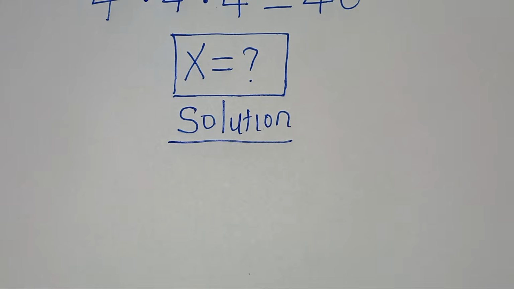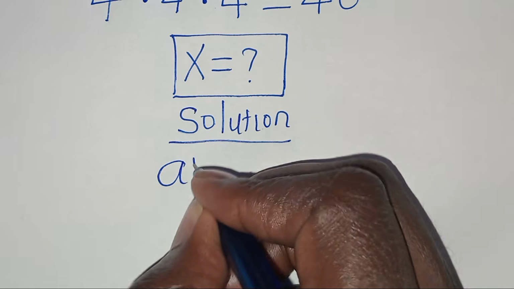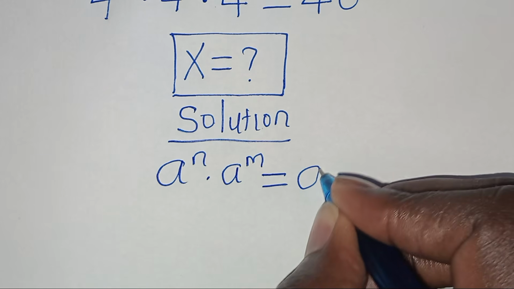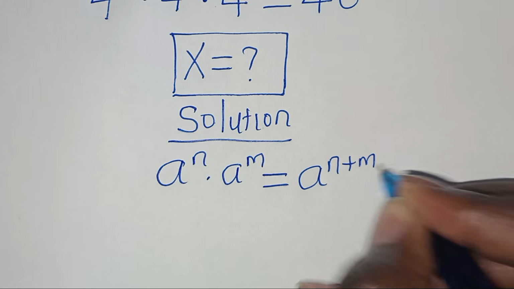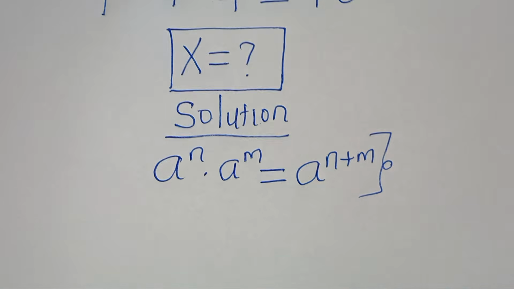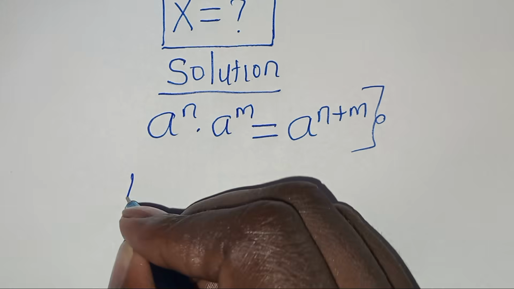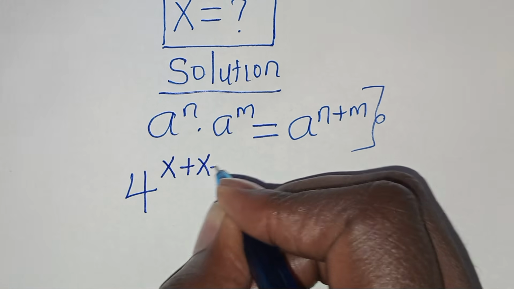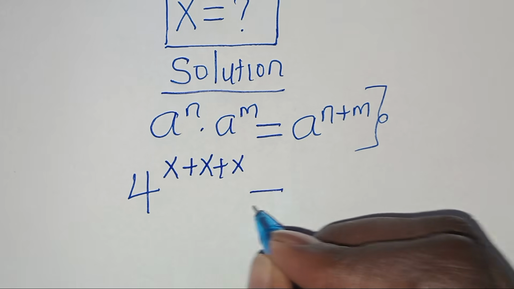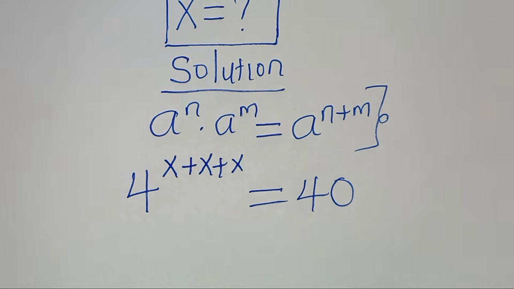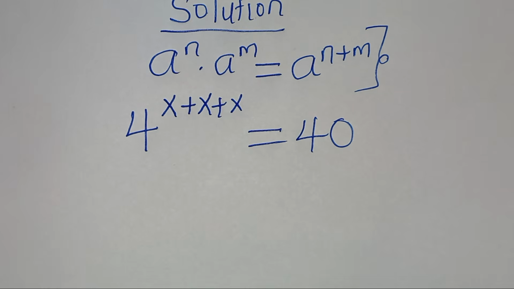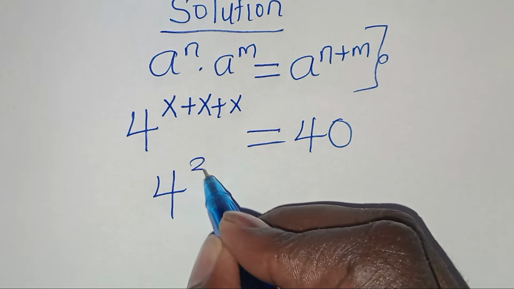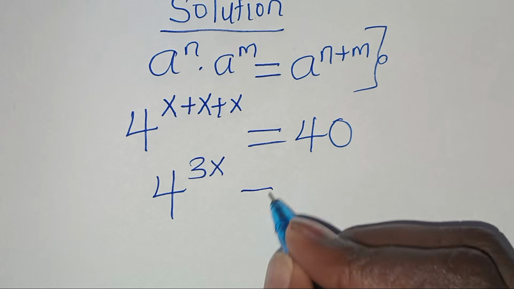This exponential equation is of the form a to the power of n times a to the power of m, which we can express as a to the power of n plus m. Applying this exponent property, we have 4 raised to the power of x plus x plus x, which is equal to 40. So this implies that we have 4 to the power of 3x, and this is equal to 40.